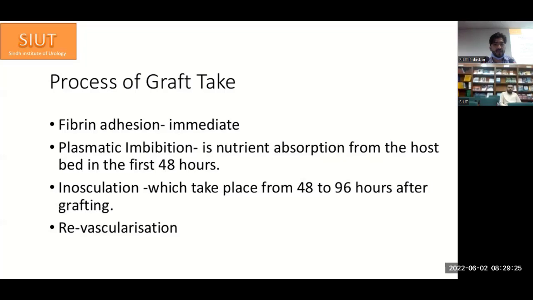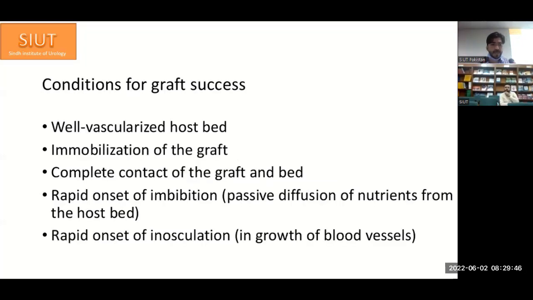The process of graft take has basically four steps. Fibrin adhesion takes place immediately. Plasmatic imbibition is the nutrient absorption from the host bed within 48 hours. Inosculation takes place from 48 to 96 hours after the graft, and last is revascularization.